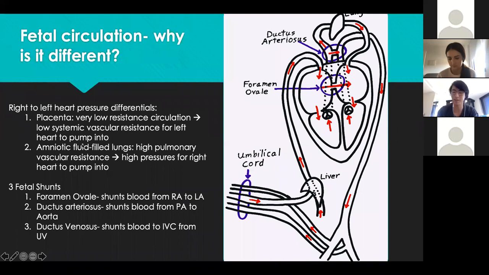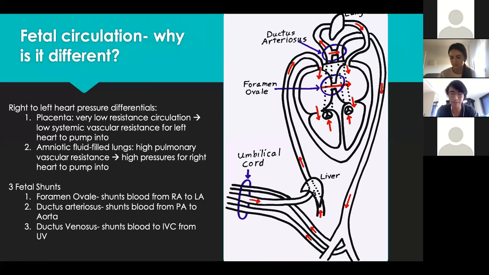But before we start, I thought it would be important just to quickly go over a bit of pediatric cardiophysiology, because they are different to adults. And a few ways that they are is that, 1, fetuses have a placenta. And the placenta is a very low resistance circulation. And what that means is that it's very easy for the left heart to pump into it.